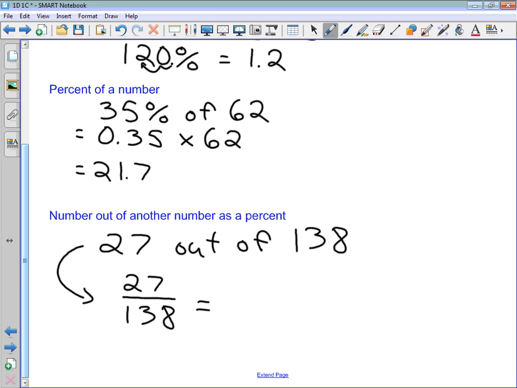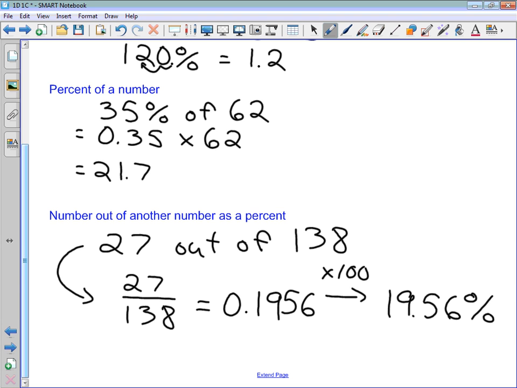So we're going to do this division, again on our calculator. 27 divided by 138 equals 0.1956. And then to get our percent, we're just going to multiply by 100. Times 100 gets me 19.56%. Okay. And I should really put this little dot here, because that wasn't exactly equal to 19.56. It was approximately equal to 19.56. So those are the two basic kinds of things you need to do.